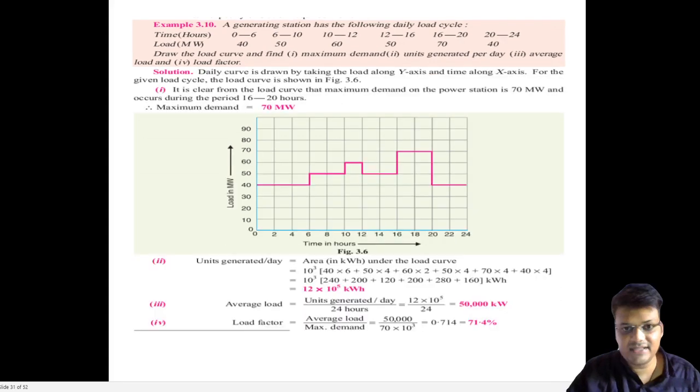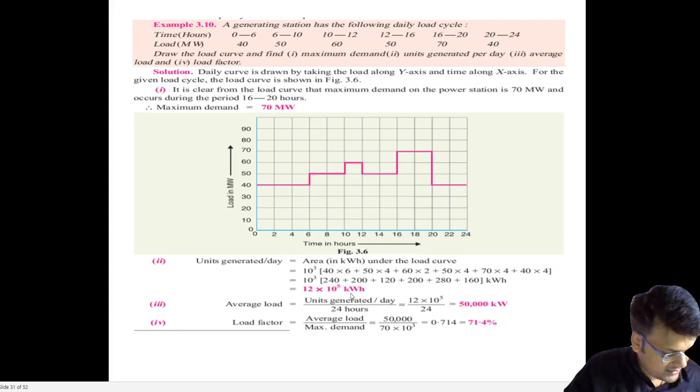Now looking at the answer. So here we have a load curve. The answer for maximum demand is 70 megawatt. That is the correct answer, for whoever got the correct answer. After that, the unit generated is 12 into 10 to the power 5 kilowatt hour. Prince Gupta, you are getting 12,000 megawatt hour.